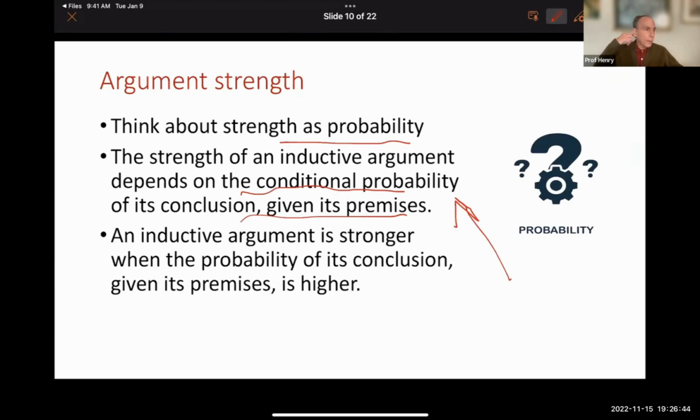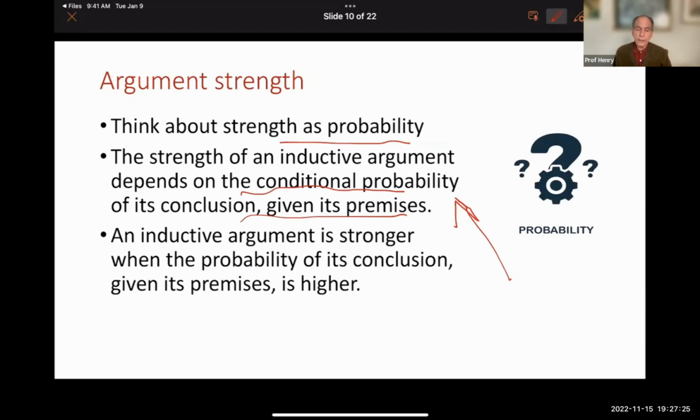But with probability in science, we're saying that in order to accept that inductive argument, the statistics has to show that the likelihood of being wrong is less than 5%. That's a strong argument. But you could still be wrong. But again, we're not looking for absolute certainty. We're looking for strength. Okay.